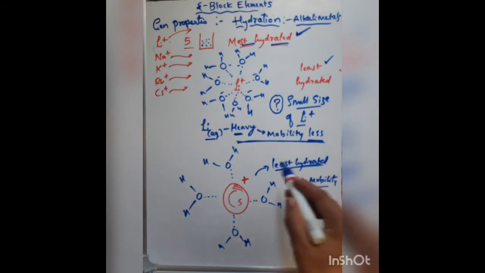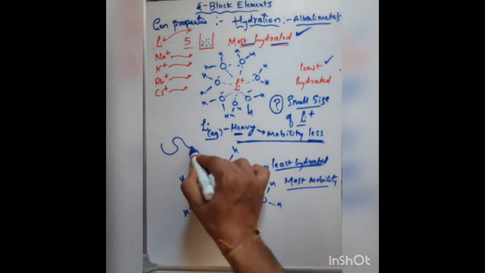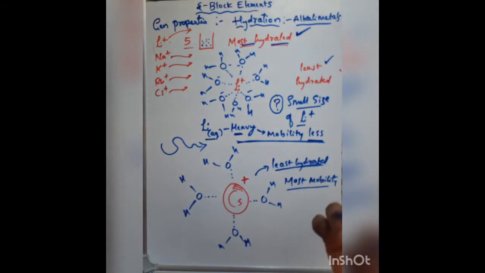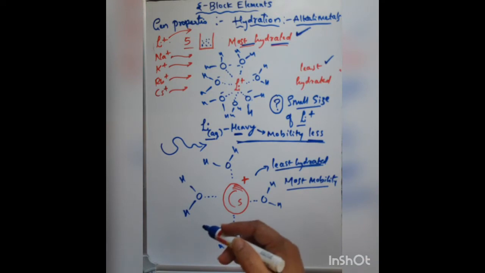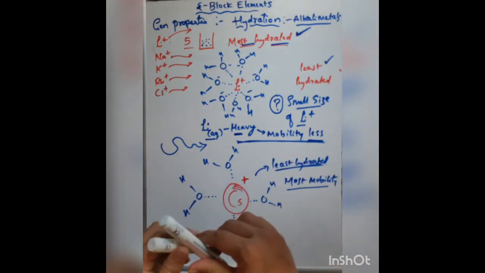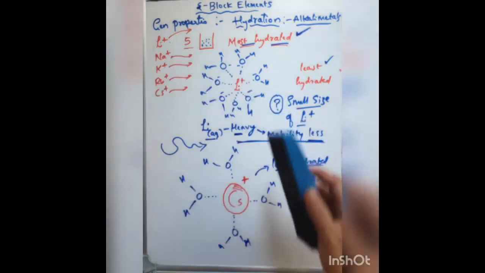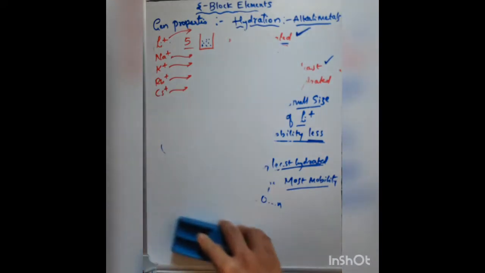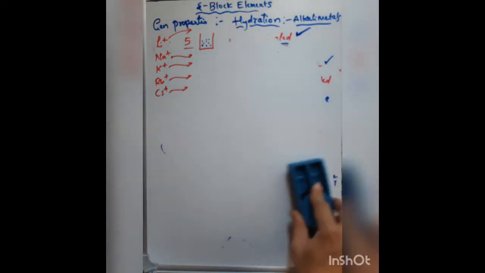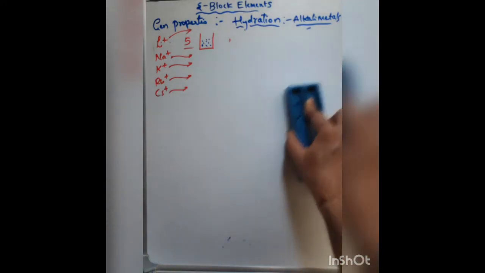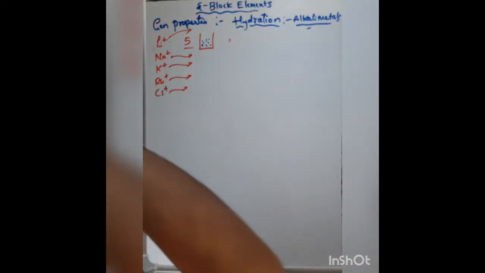Mobile means it will be moving very fast in the solution. That is called as mobility of the ion. Yes, so this is about the mobility, and I will write the order of the mobility also, which has been asked in your NEET examination. I think it has been asked in 2017. You can check that. I'll be solving this question in the competitive very soon.